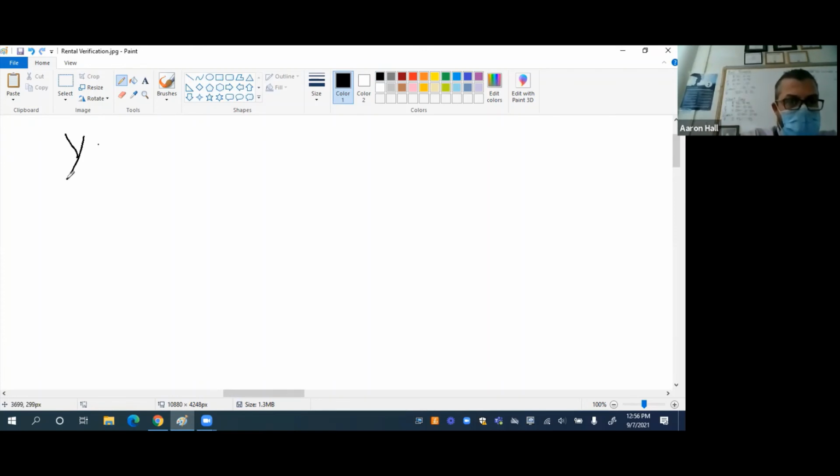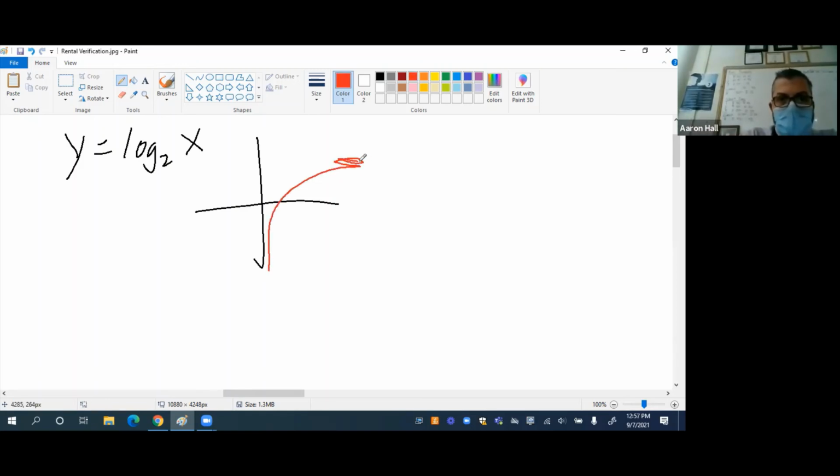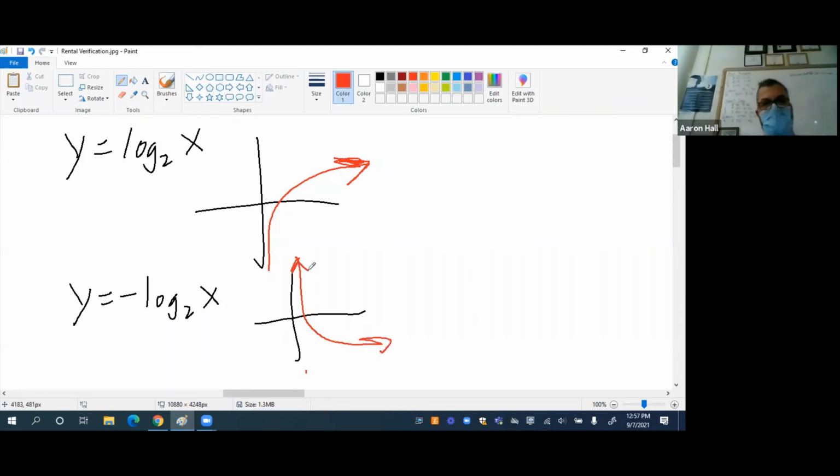So I have y equals log base 2 of x. That's a graph that looks like this. How do I do a vertical flip? You make the function negative to the function. So that would give me y equals negative log base 2 of x. That would be a graph that looks like this. Does that look right to you? Yeah.